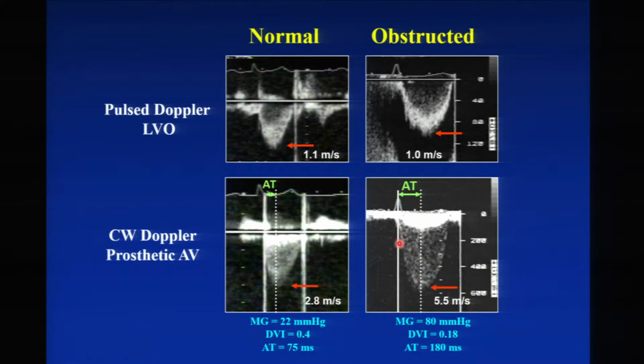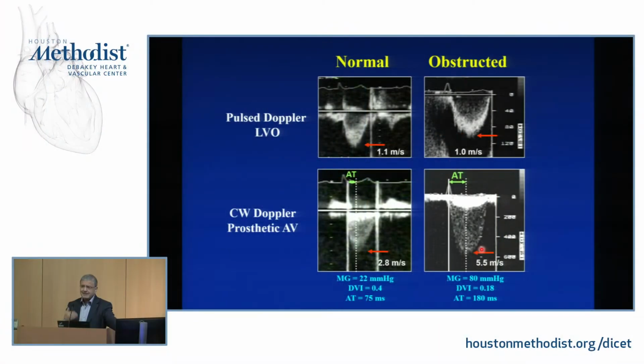Notice another thing. The contour is much more parabolic. That's similar to severe aortic stenosis, the native valve, because it takes time for the maximal velocity to get there. And last but not least, prolongation of the ejection time, similar to a native aortic stenosis.